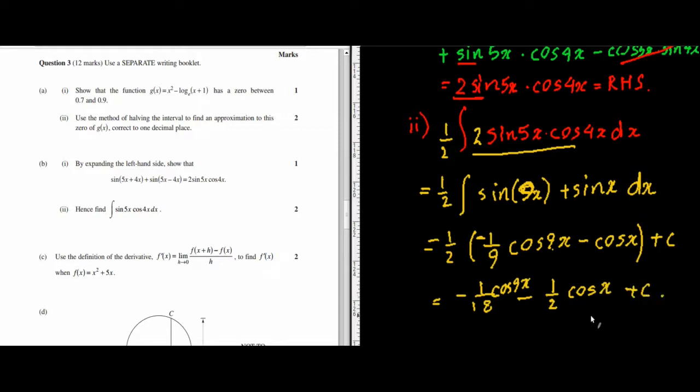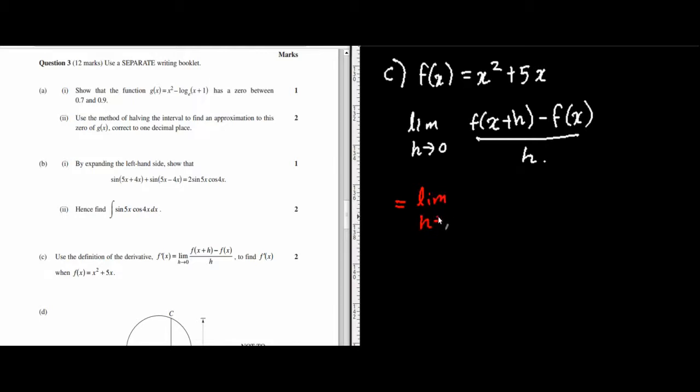Alright, okay, part C. It's asking me to do, using first principles, I need to differentiate f of x equals x squared plus 5x. Okay, the key is to use first principles. So I'll write it down.